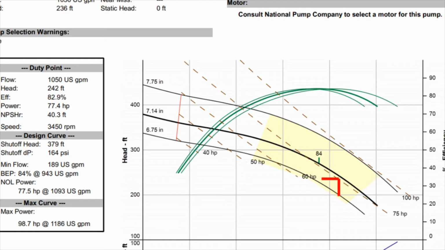It also includes additional information about the pump, such as its maximum power shown on the left, but we're only really looking for where we need the pump to perform, which is right at 1050 gallons per minute at around 236 feet.